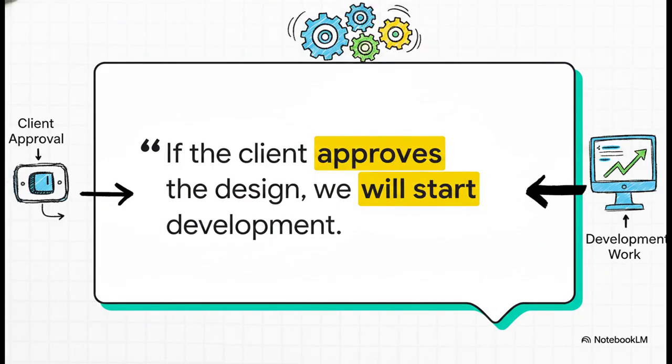This one is all about process. It's not a guess, it's a plan. The client's approval is the specific trigger. Once that happens, the development team will start their work. It's a beautiful example of cause and effect in a project.